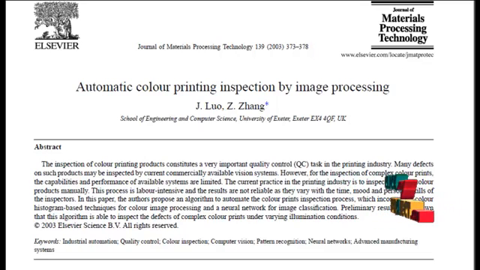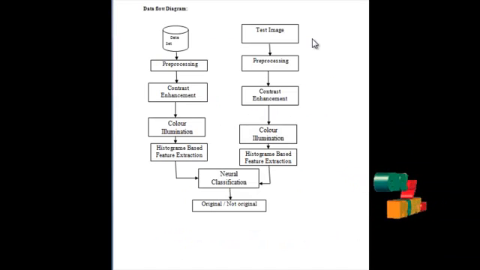skill of the inspectors. In this paper, the author proposes an algorithm for the color printing inspection process, which incorporates color histogram based techniques of color image processing and a neural network for image classification. Preliminary results have shown that this algorithm is able to inspect defects of complex color prints under varying illumination conditions. We discuss the data flow diagram.